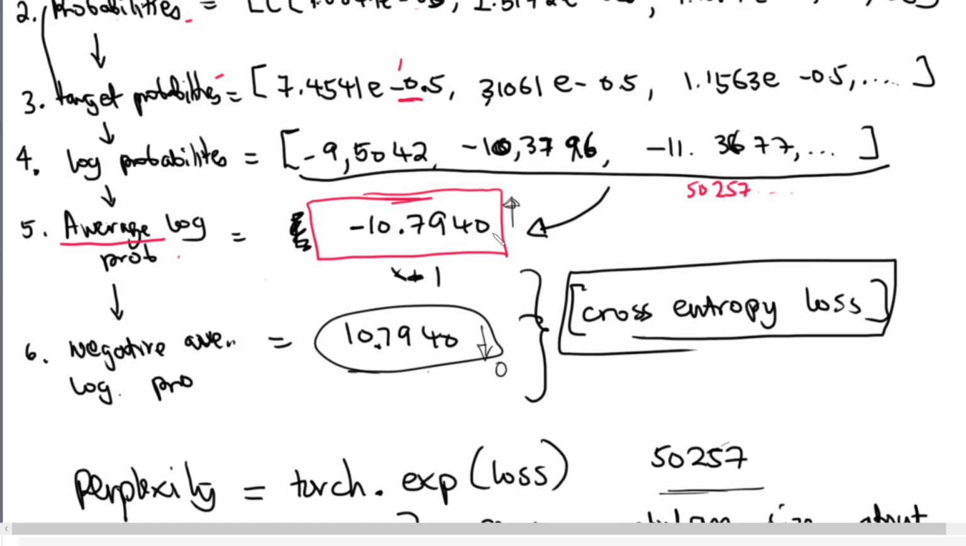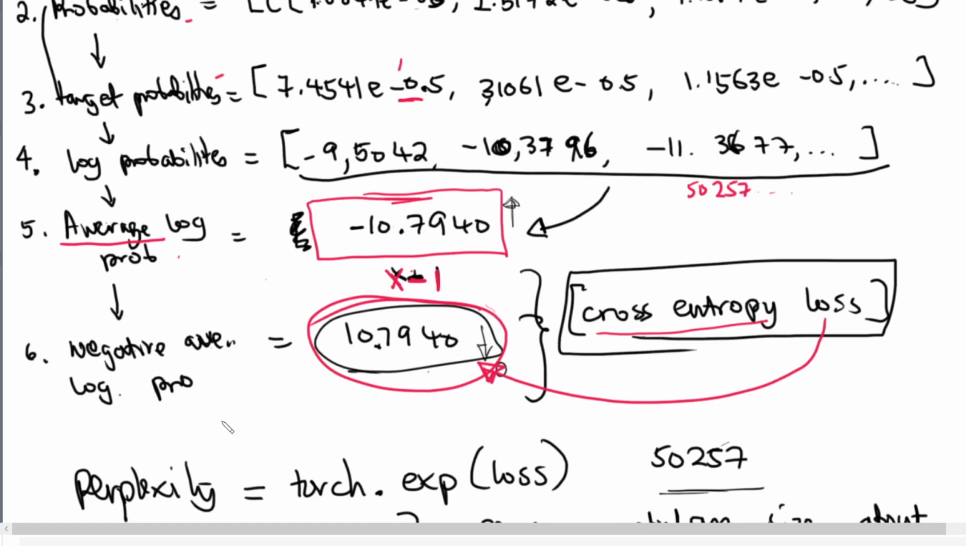With this average log probability, we then use the negative average log probability. We just multiply the average log probability by minus one so that we deal with positives. We don't want to deal with negatives. And this process is what is called cross entropy. The result that we have calculated here is what is called cross entropy loss. So for our case, this is cross entropy loss.